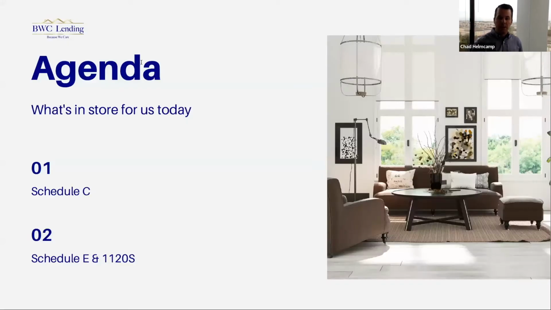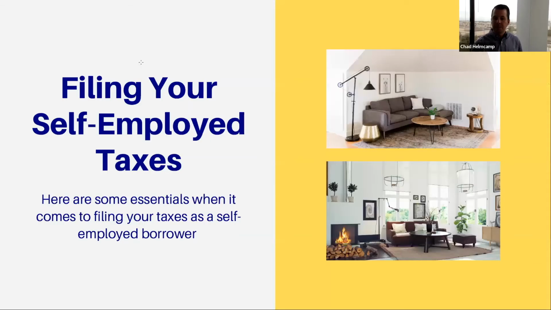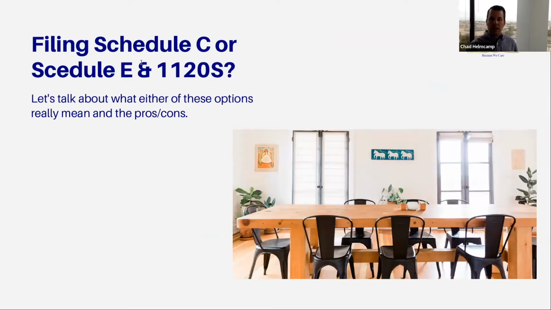All right, so real quick, as Stephen just mentioned, you can file as a sole proprietor or you can file as an LLC S Corp. We're going to talk to you about both of those and what those tax forms look like, so you can have a better understanding of what forms we're asking for when we ask for those things. Filing Schedule C or Schedule E and 1120S. When you file as an S corp, the tax form you're going to ultimately file is called an 1120S. A very important document associated with that 1120S is called a K1.